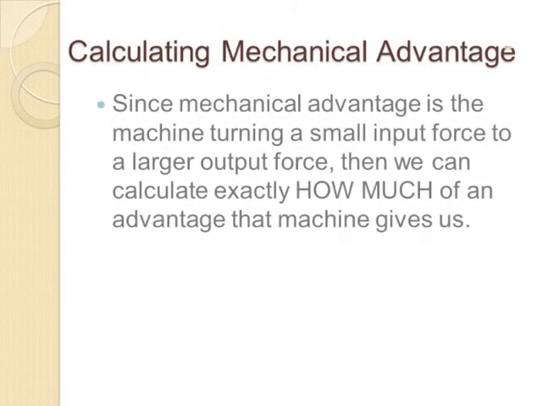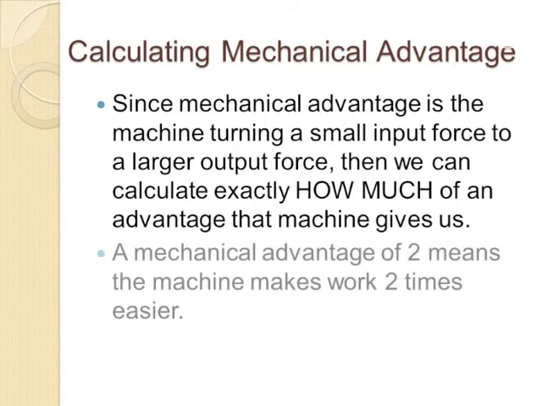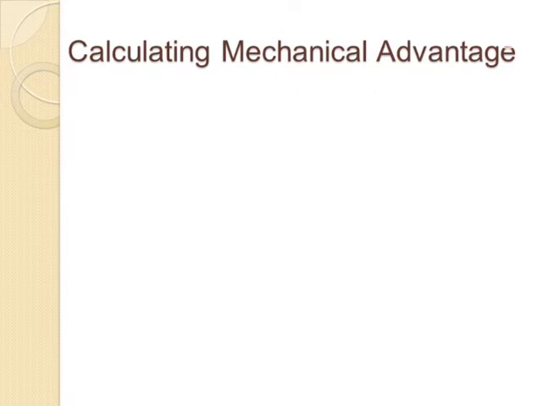A mechanical advantage is a machine taking a small input force and turning it into a large output force. Since we know that's what's happening, we can calculate exactly how much of an advantage that gives us. In other words, a mechanical advantage of 2 means that the machine makes work 2 times easier.